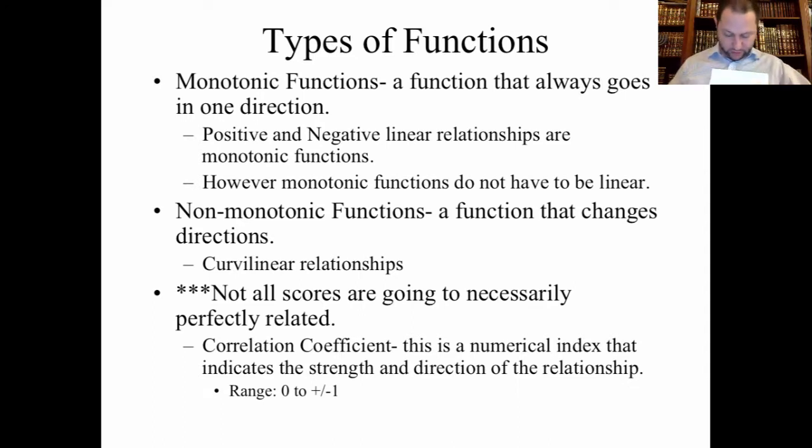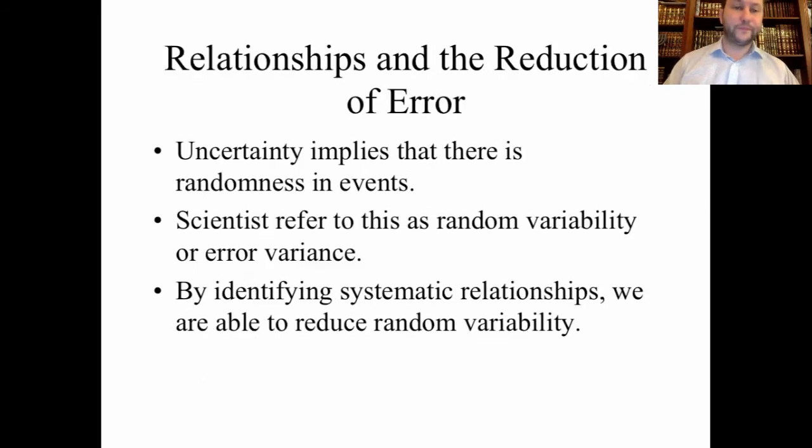Non-monotonic is when it changes direction. So you might be familiar with the bell curve. You might be familiar with something that looks like that. These bottom two are considered non-monotonic. Now, when you do a correlation, the correlation, as I said, it's put on a coefficient from 0 to the absolute value of 1, so positive or negative 1.